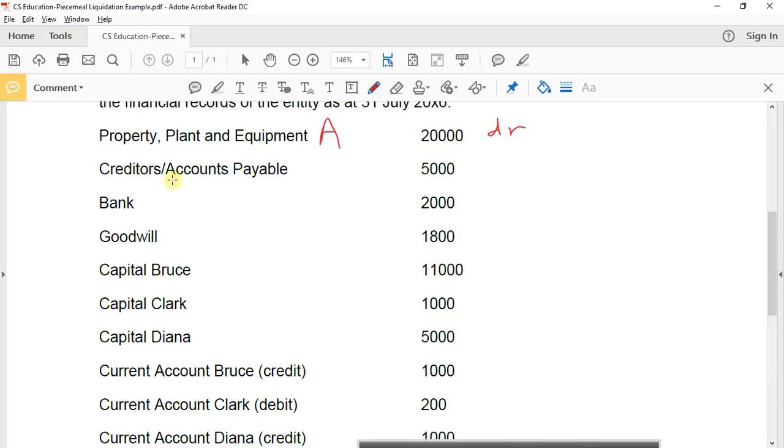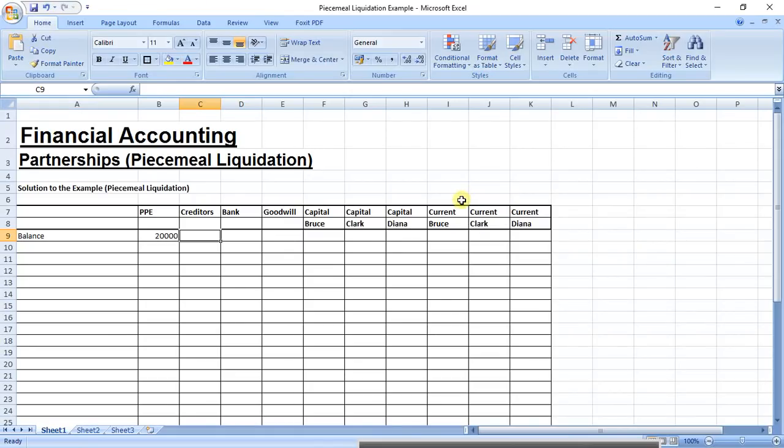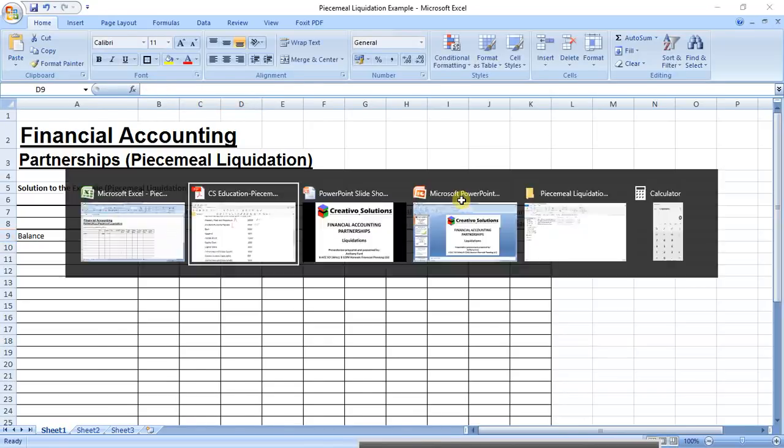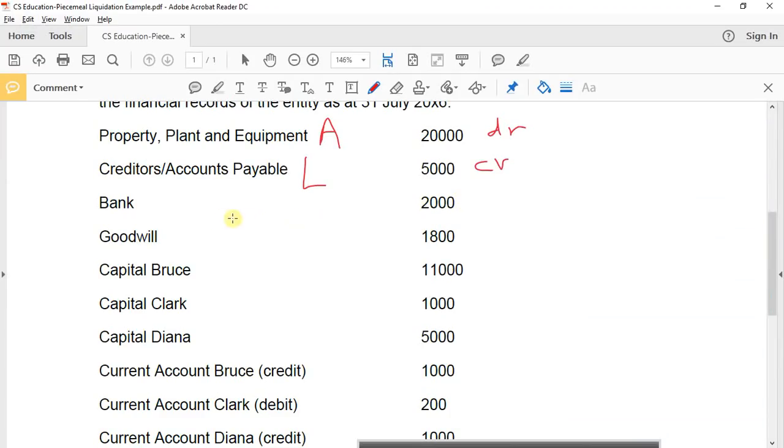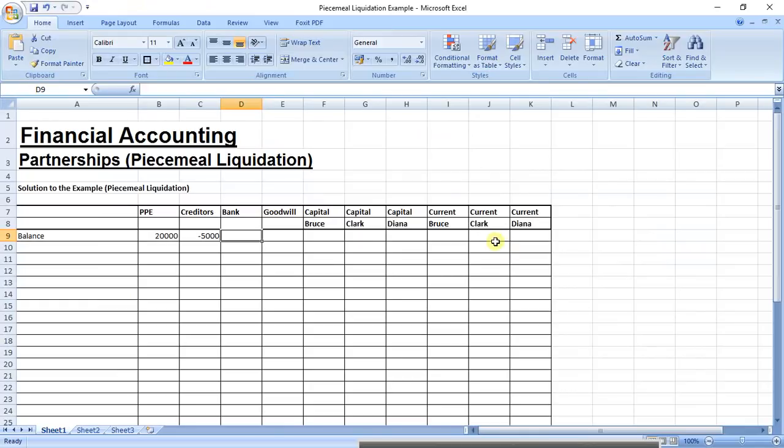Right, creditors / accounts payable, you should know is a liability, and a liability will have a credit balance. Okay, the balance is 5,000. We'll put that in here as a negative. Okay, liabilities representing a negative balance. Bank, you should know is an asset, and that should have a debit balance. Right, so debit bank with 2,000.